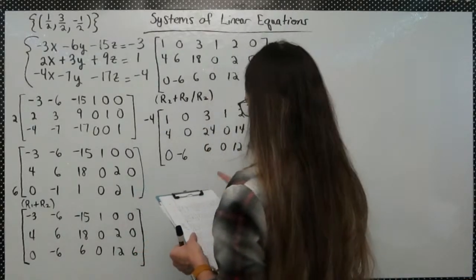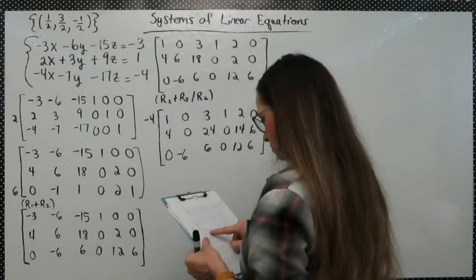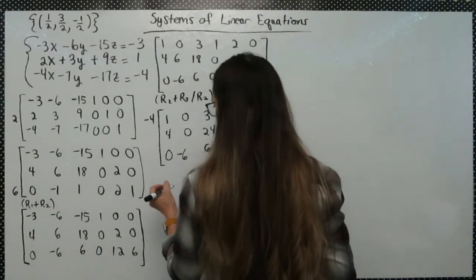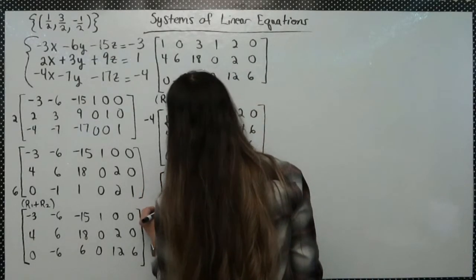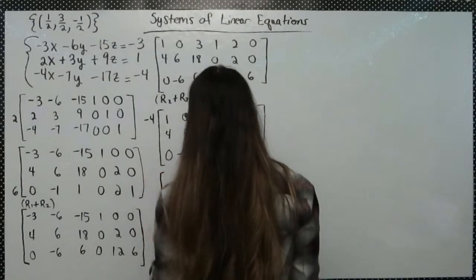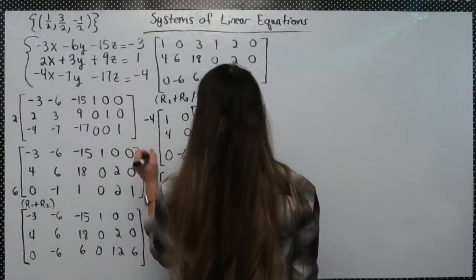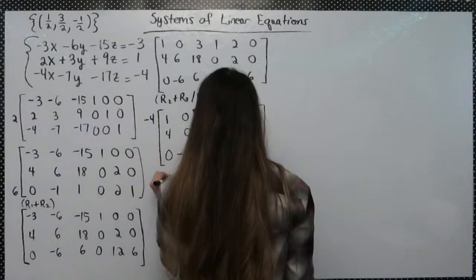Okay, so here I am, -4. I'm going to multiply row 1 by -4. This is not as easy as I thought it would be. But I feel like the more you do something, the easier it does get.